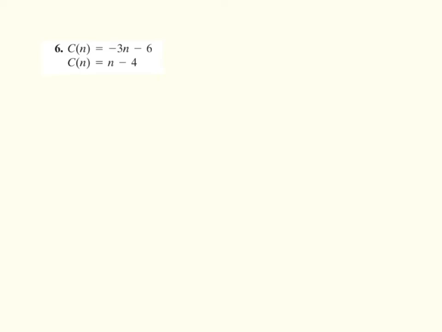So problem number 6, I have two equations in the system. What I'm going to do is use the negative 3n minus 6 and substitute it into the second equation for my value of c of n. So then I'm going to rewrite this equation. So I have negative 3n minus 6 equals n minus 4. And I'm going to solve.